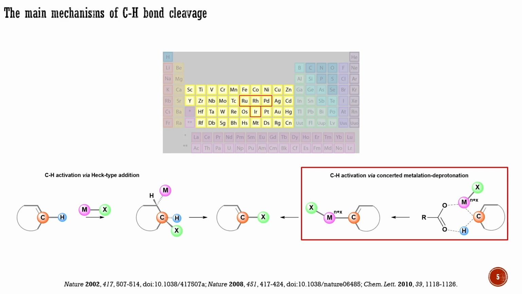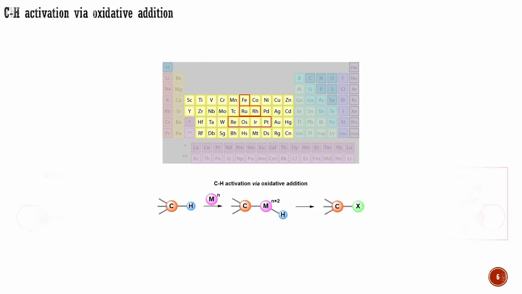This mechanism is typical for late transition metals in their high oxidation states, and it works well for electron-rich aromatic systems. Now, let's delve into specific examples, starting with C-H activation through the oxidative addition of the metal to the C-H bond. This mechanism is typical for late transition metals in their low oxidation states.